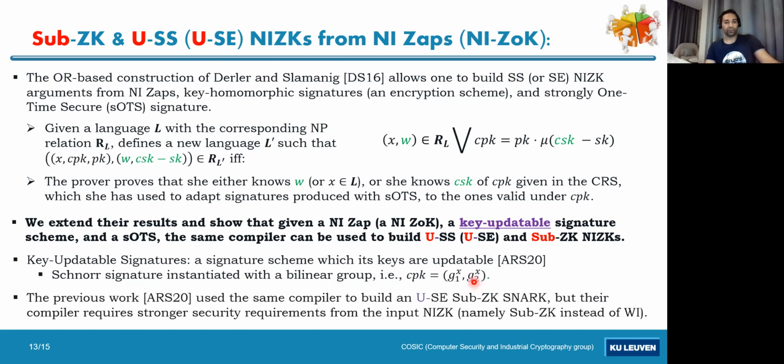There is a related work to this result that basically uses ZK SNARKs and presents updatable simulation extractable and subversion range ZK SNARKs. But their compiler uses the fact that the underlying proof system should achieve subversion range, which is stronger than the witness indistinguishability that we achieve. But the positive point about their work is that their resulting protocols are succinct in the proof but linear in the CRS, while ours are succinct in the CRS but linear in the proof.